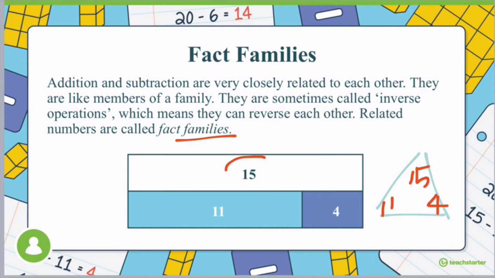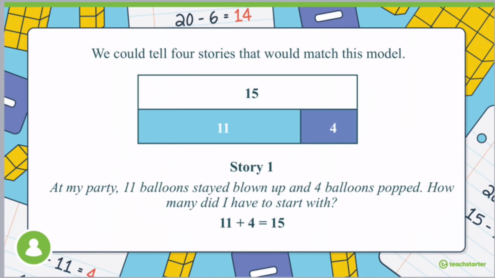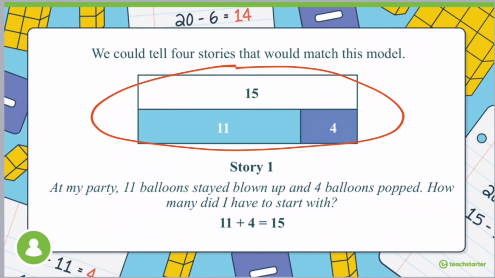So here we've got our 15 as our total, and 11 plus 4 is equal to 15. 4 plus 11 is equal to 15. 15 minus 11 equals 4, and 15 minus 4 equals 11. All right, so we could tell 4 stories that would all match this one model here.